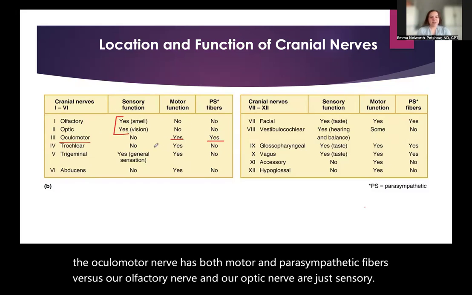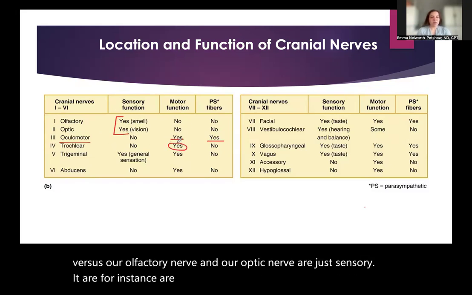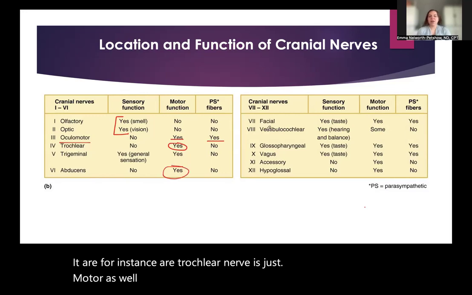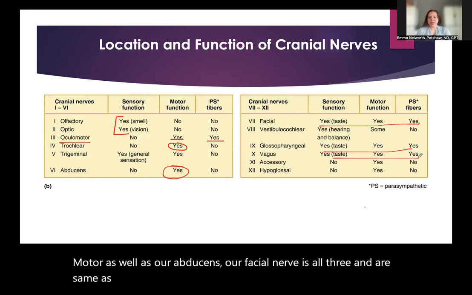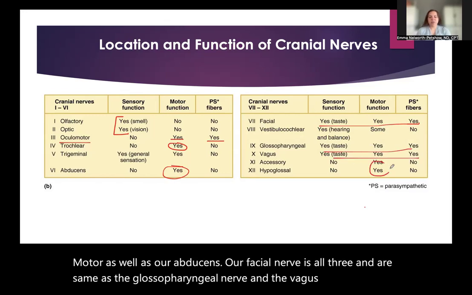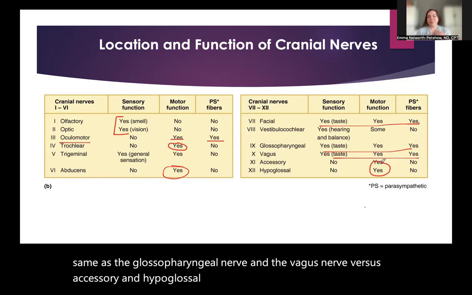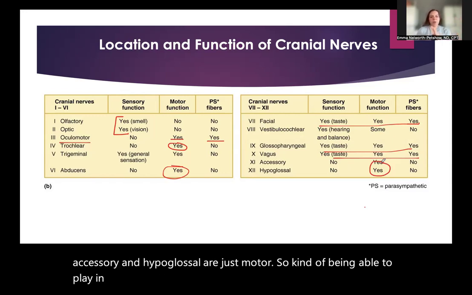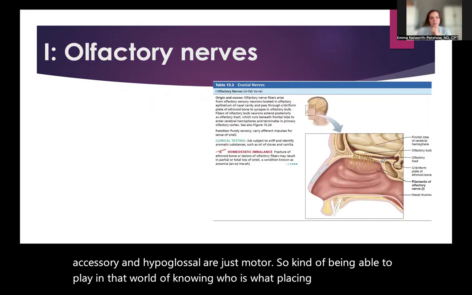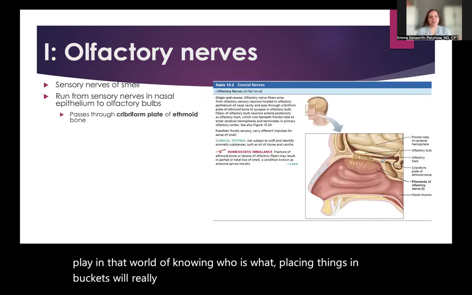For instance, our trochlear nerve is just motor, as well as our abducens. Our facial nerve is all three. And the same goes for the glossopharyngeal nerve and the vagus nerve, versus accessory and hypoglossal, which are just motor. So being able to play in that world of knowing who's what, placing things in buckets, will really help. We're going to go through our individual cranial nerves.